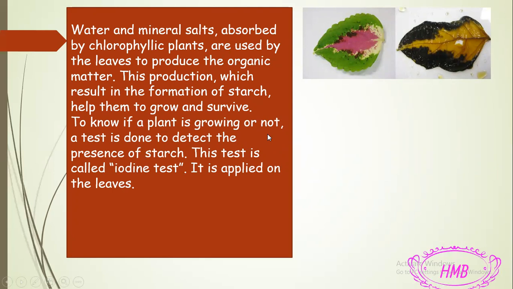It talks about the chlorophyll plants absorbing the water and the minerals. These will be used by the leaves to produce the organic matter. And this organic matter is called the starch. Production of the starch helps the plant to grow and to survive. To know if the plant is growing healthy and normally or not, we have a test that we do on the leaves to see if we have starch, so the plant will grow, or if it does not. This test is called the iodine test. And this is a picture of a real leaf that we made an iodine test on.